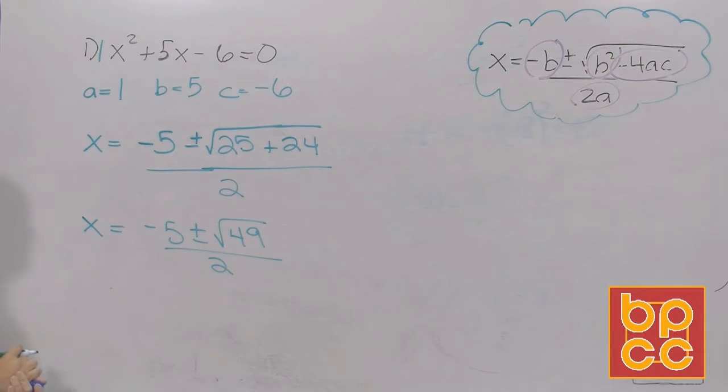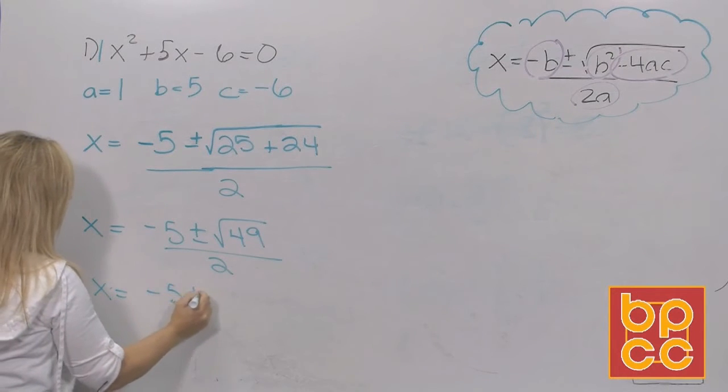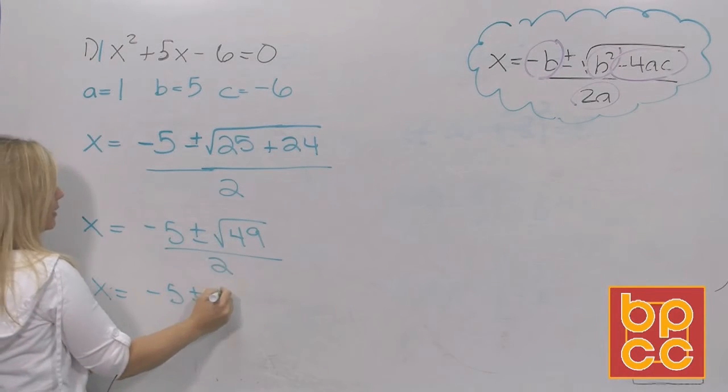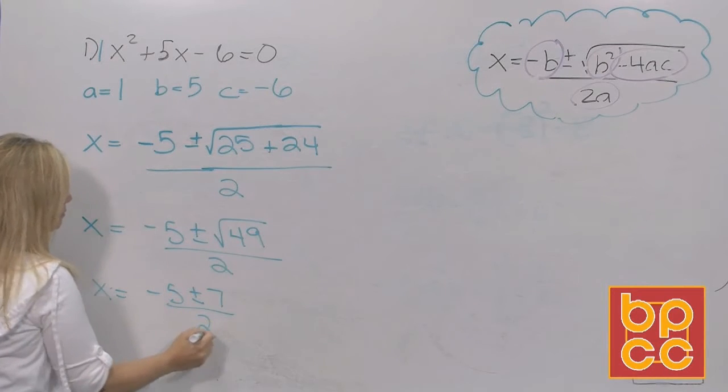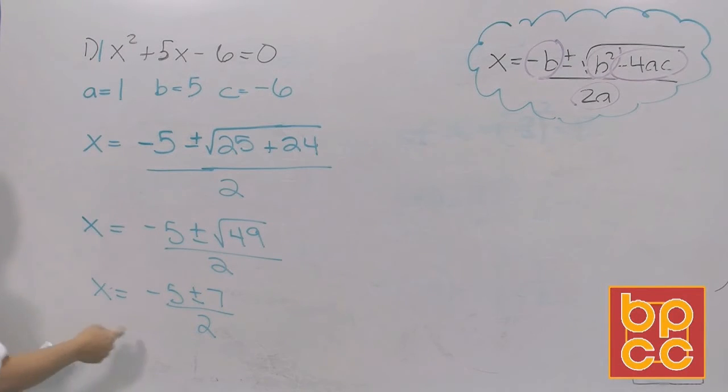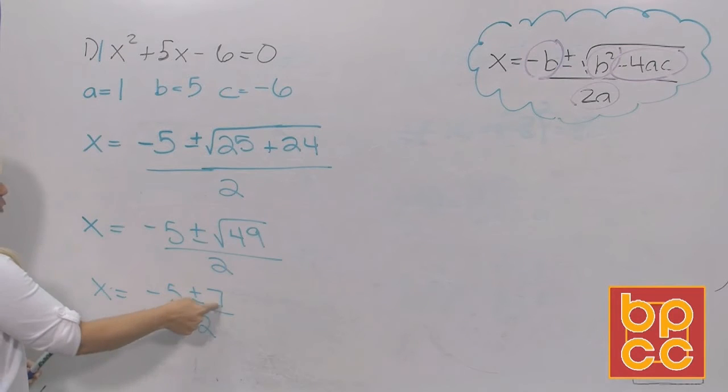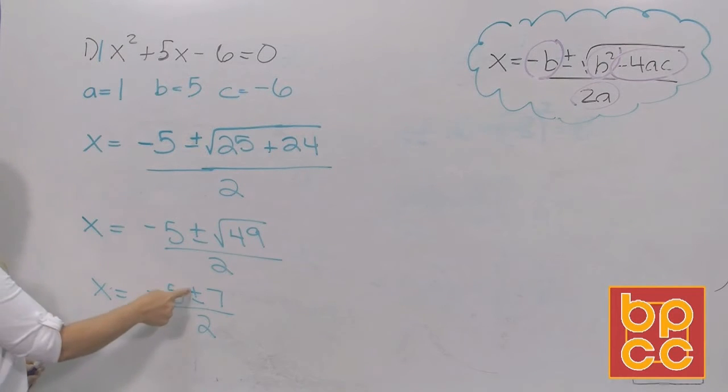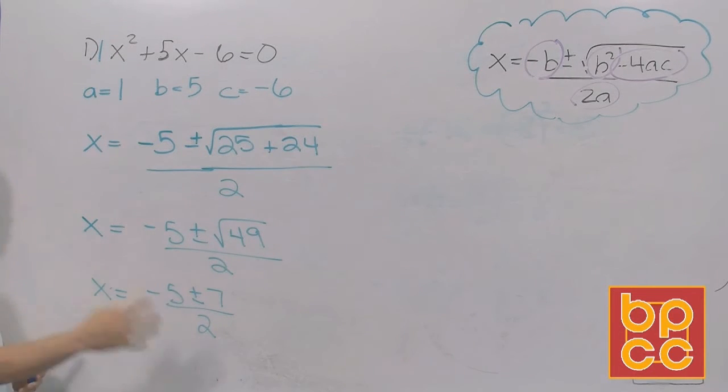After we do the grouping symbol, we have to do the square root symbol. So -5 plus or minus. What's the square root of 49? Very good, it's 7. Now, you cannot add 7 and subtract 7 at the same time. We know a plus or minus means there's going to be two answers. So right here now, we're going to break this up into two parts.